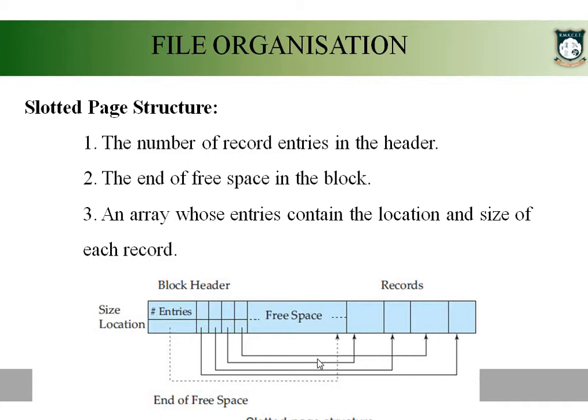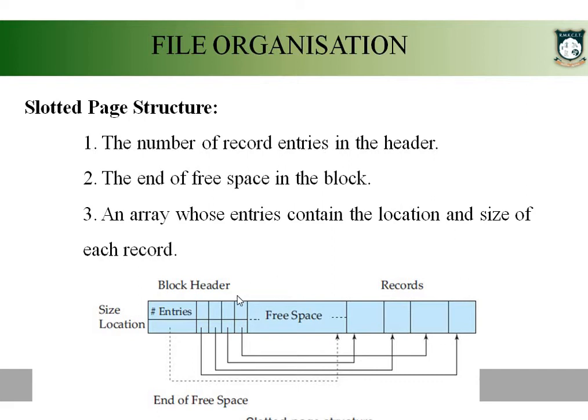Okay, let me just repeat the point once again, students. Right now we are discussing the slotted page structure. In slotted page structure you will have 3 parts in the disk. The disk is split into 3 parts: one is block header, free space, and the actual records.